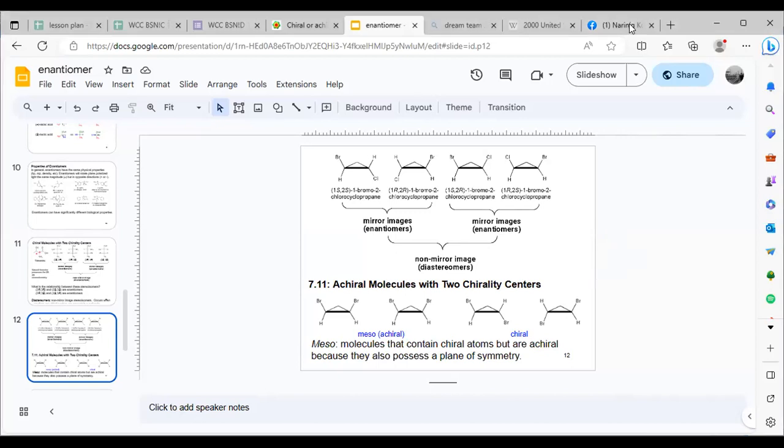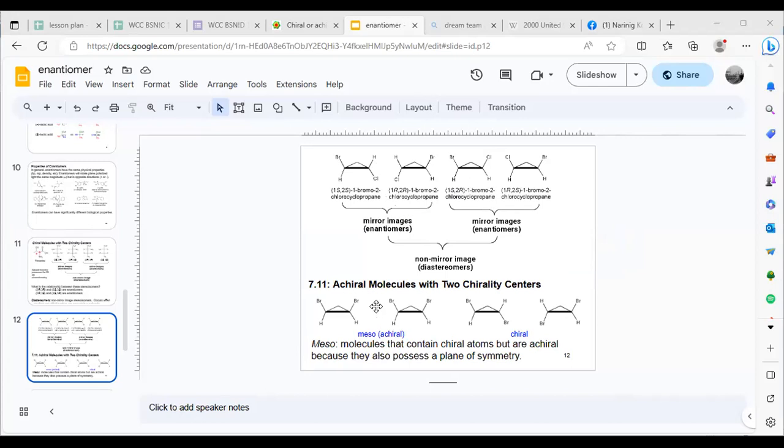Okay, so this is another example of enantiomers. So these are mirror images of each other, 1 and 2, and same with 3 and 4. But 1 and 4 are diastereomers.